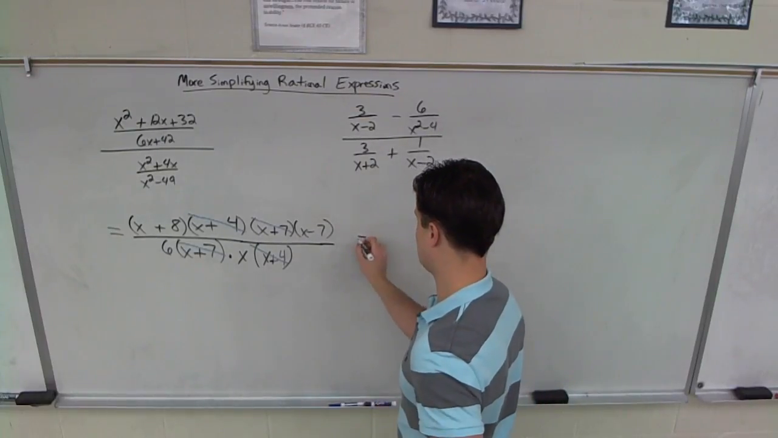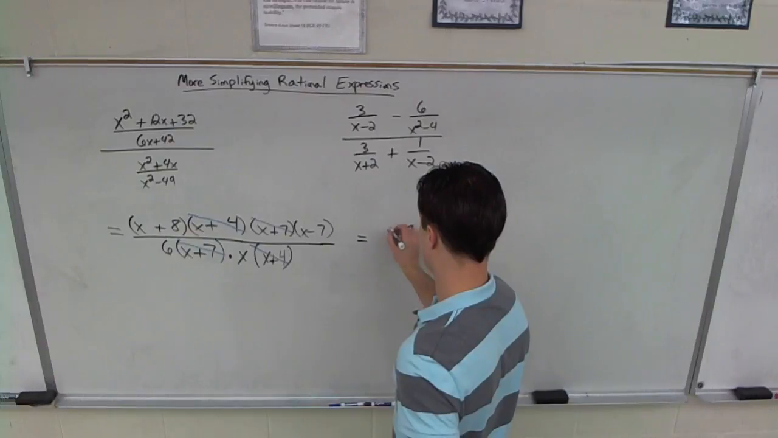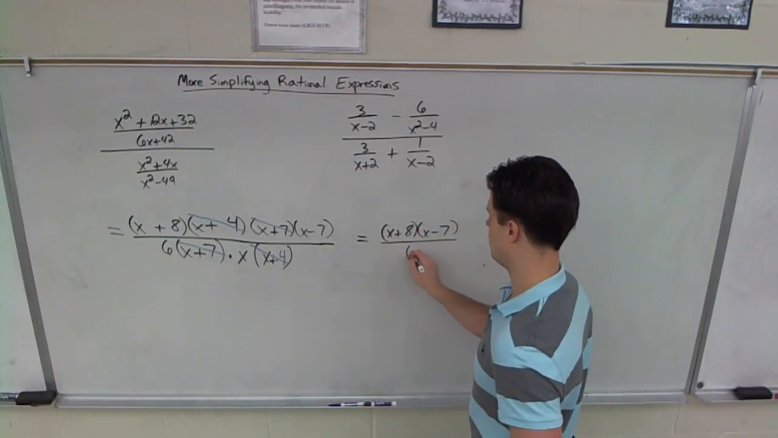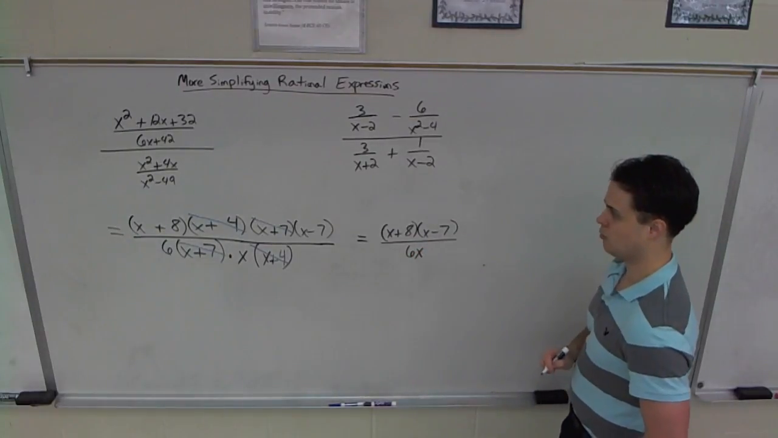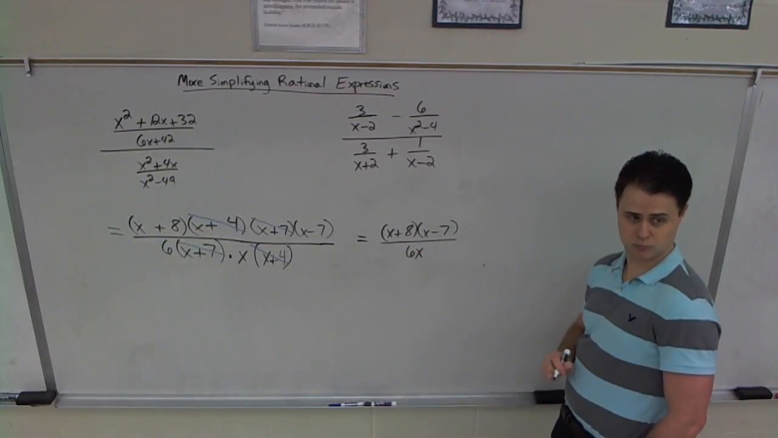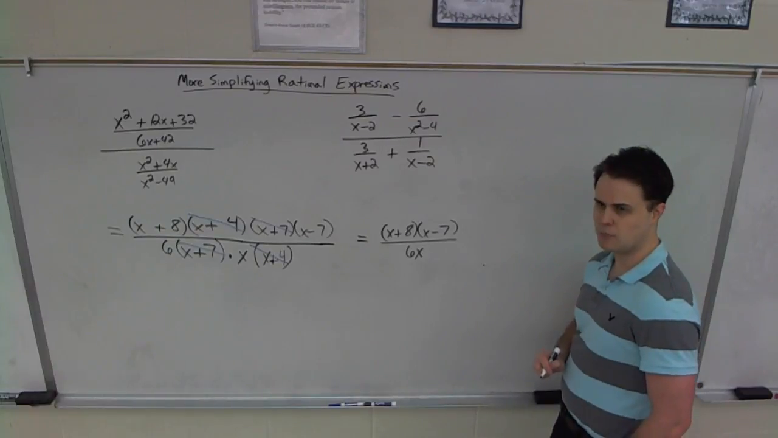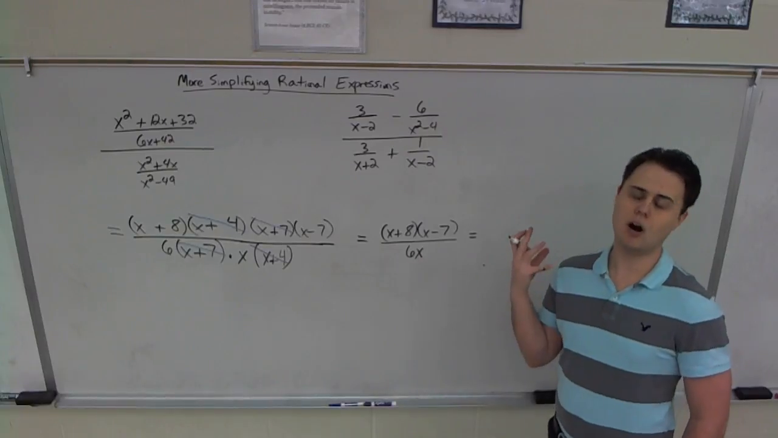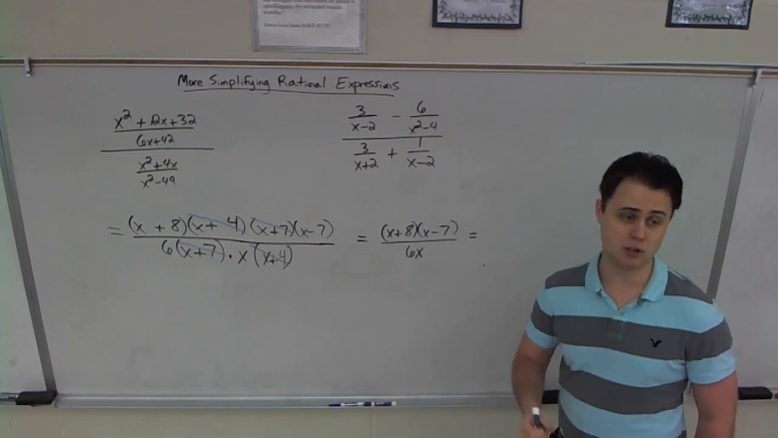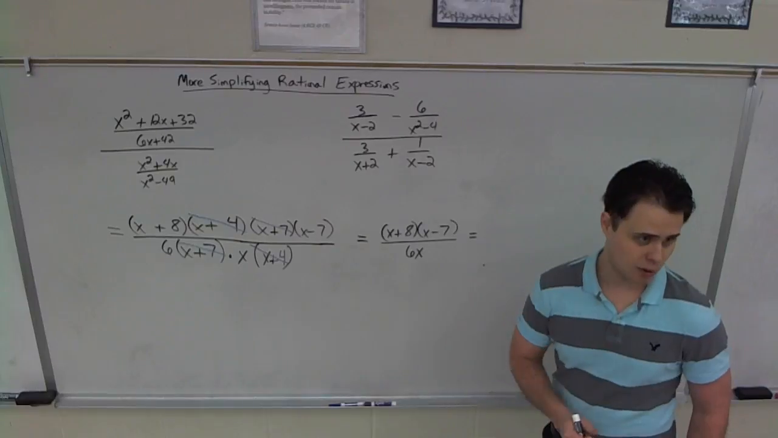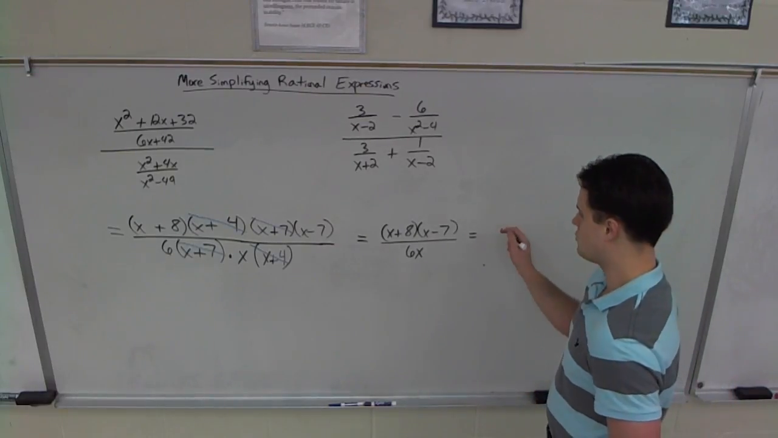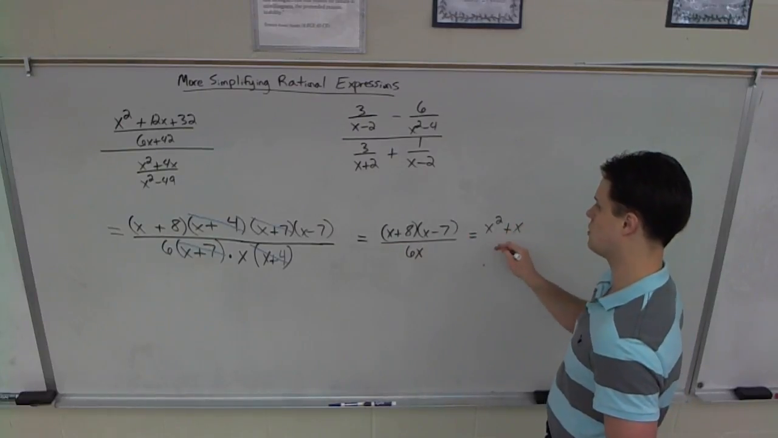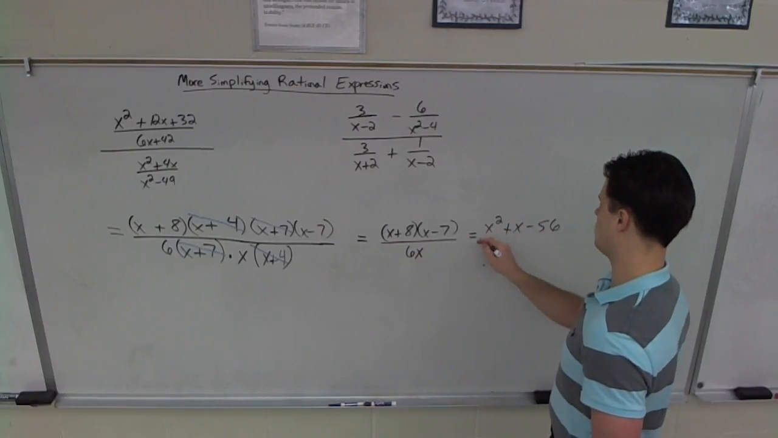So what's left is x plus 8, quantity x minus 7, and 6x on the bottom. Cool? Okay, now some of you are going to be tempted to expand this back out. Having things factored lets you see all of the essential stuff for graphs and for other things. So factored is better. If, of course, you wanted to expand this out, you could. There's nothing wrong with that. You could get x squared, 8x and minus 7x is x, minus 56 over 6x.